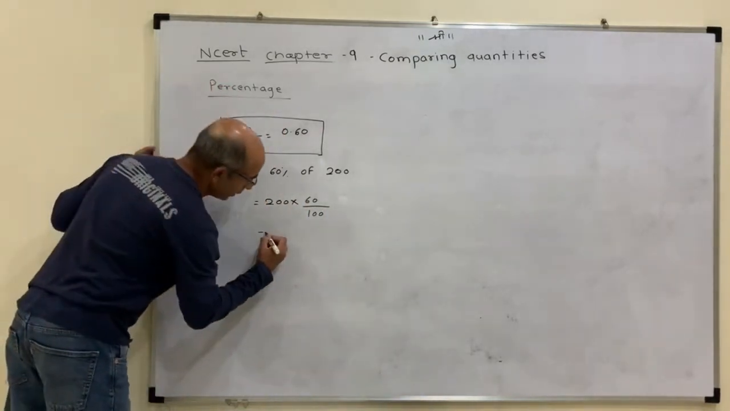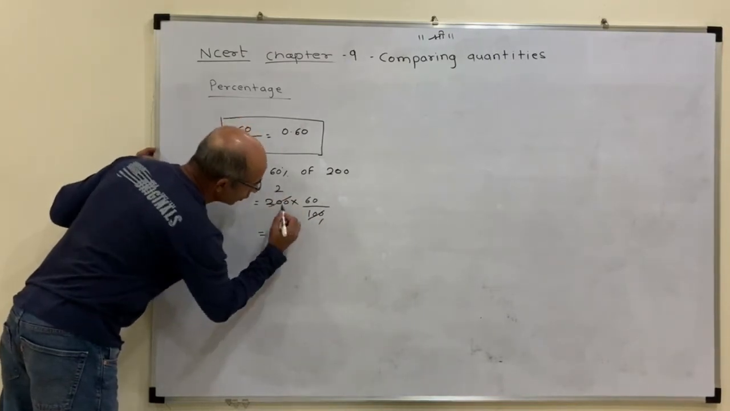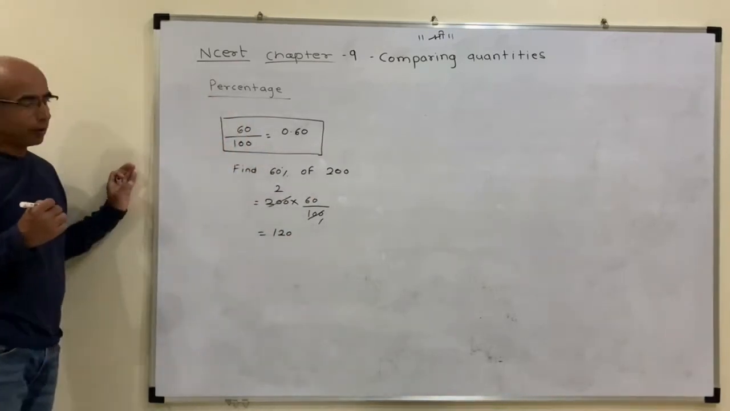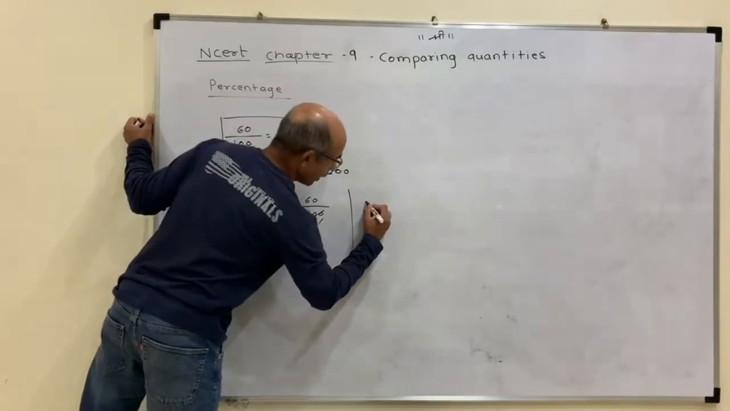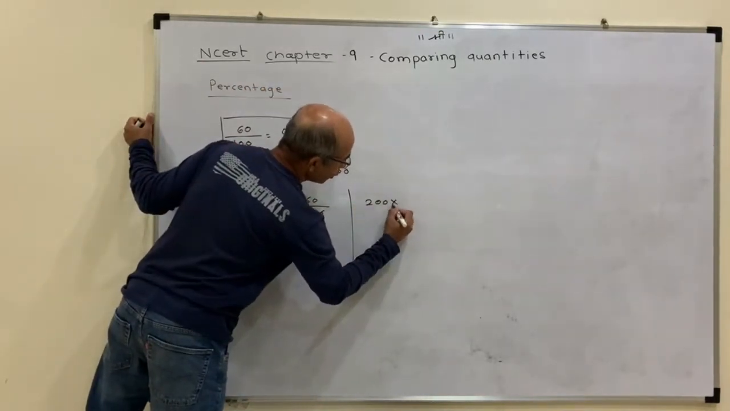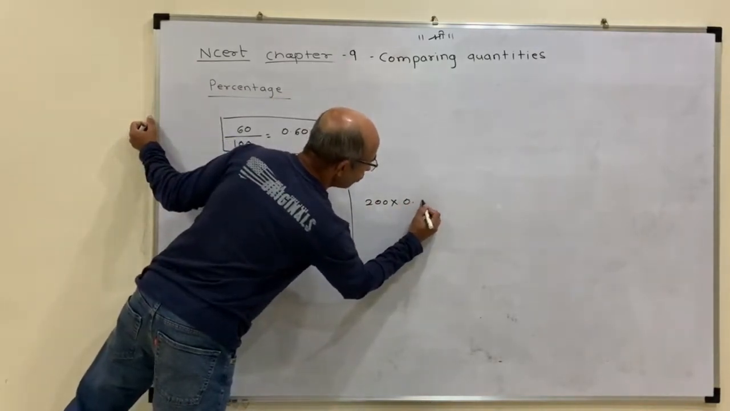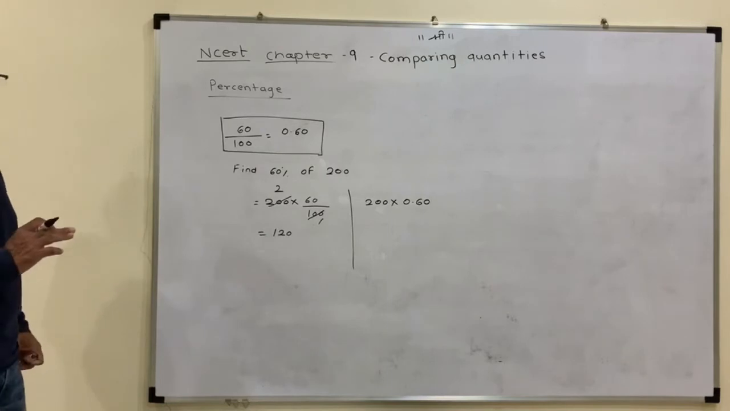100 ones are 100, 100 twos are 200, 2 sixes are 12, so 120. In other terms, how am I going to do it? 200 into 0.60, which is again the same. You put 60 divided by 100 or you put 0.60, it comes out the same.